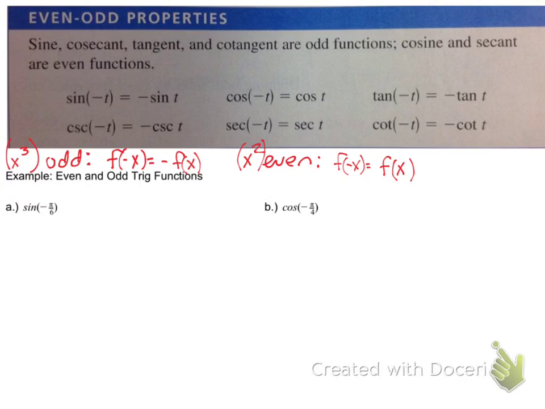So, looking at that, sine of a negative t, a negative angle, is the same as the negative going out, leaving you with the opposite of sine of t. Cosine of a negative t is the same thing as just cosine t. Tangent of negative t is the same thing as the negative tangent t. But why? Why does this seem to work?